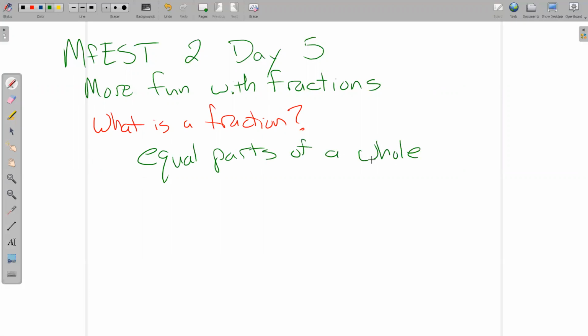And so what I hope we're going to do today is take ideas about how we modeled addition of whole numbers, subtraction of whole numbers, multiplication and division of whole numbers, apply this idea of equal parts of a whole along with what addition, subtraction, multiplication, and division mean, and come up with strategies, algorithms for how to add, subtract, multiply, and divide fractions.